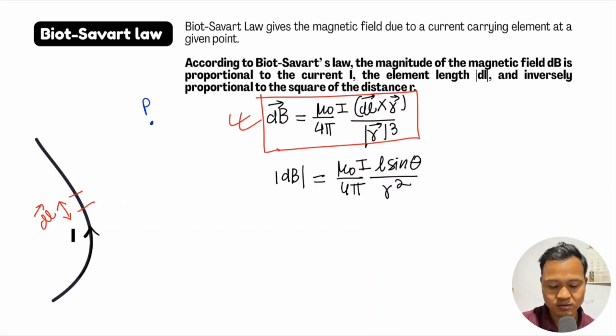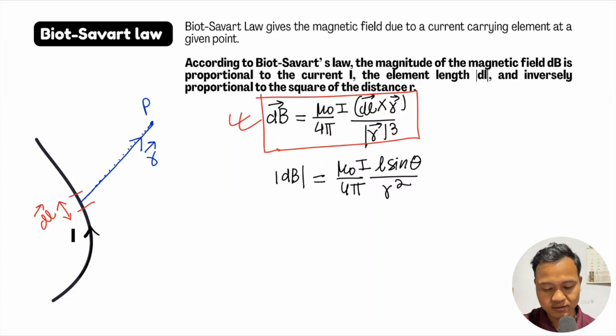In the formula, dl is the length of the element, and r is the distance from the element dl to the given point where you are supposed to find the magnetic field. The direction of vector r is from the element towards the given point. So here r.